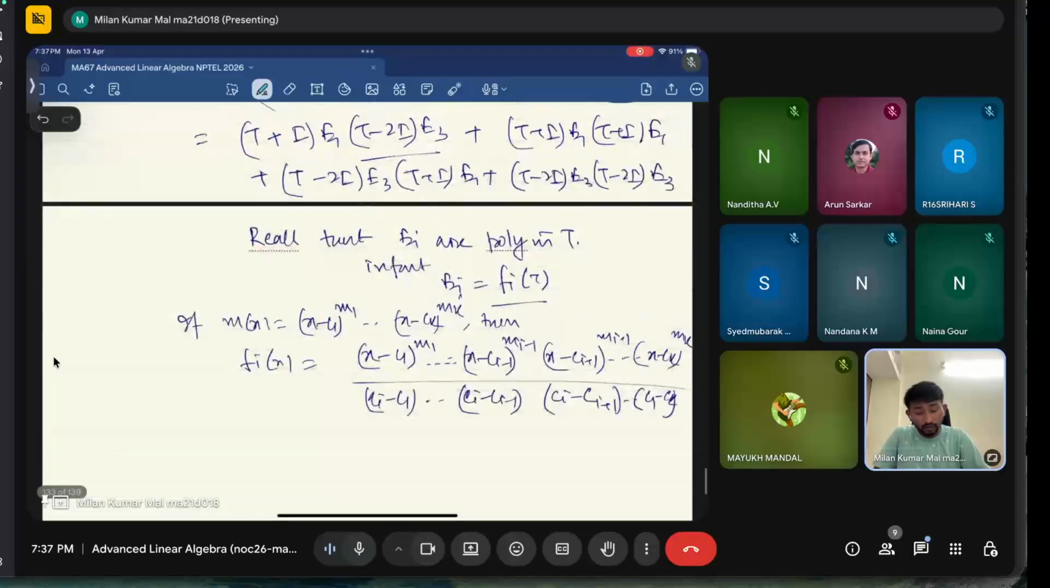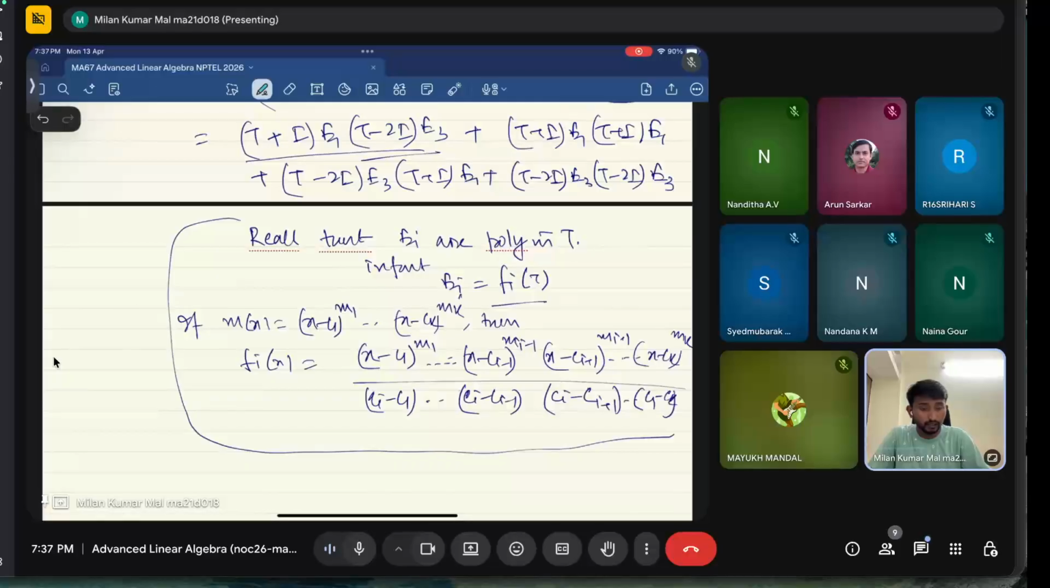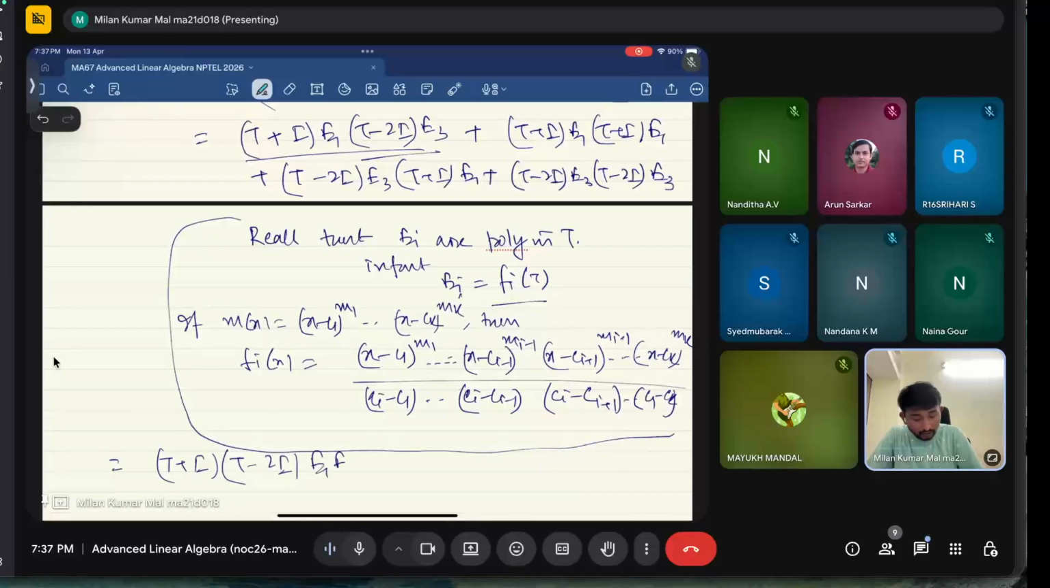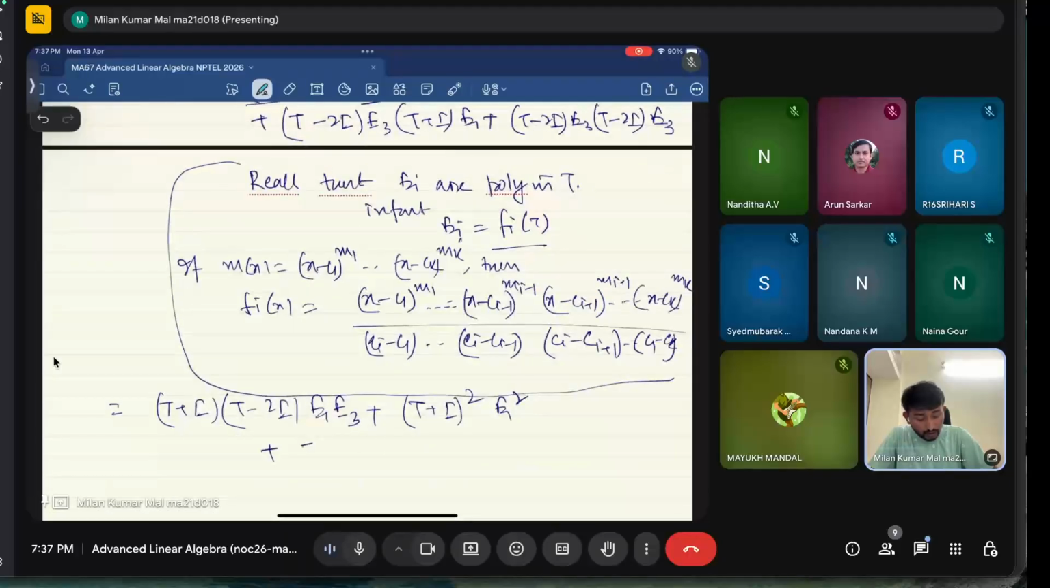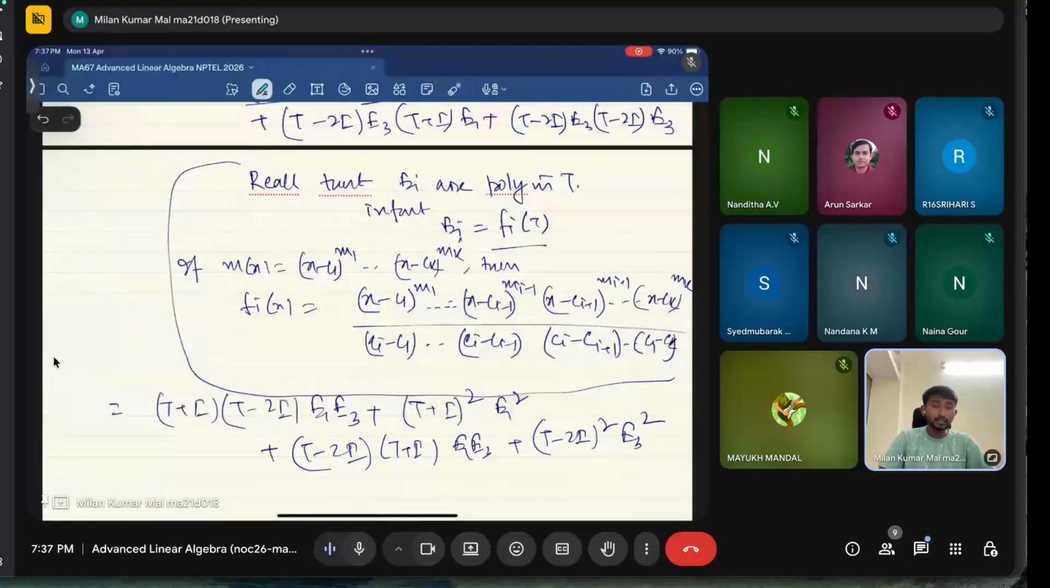So as they are polynomials in T, they will commute with respect to the operators T minus 2I and T plus I. Therefore, we can write this as (T plus I)(T minus 2I) E1 E3. Next one will be (T plus I) squared E1 squared. Next one will be (T minus 2I)(T plus I) E1 E3. Next one will be (T minus 2I) squared E3 squared. Now recall that E1 E3 is 0. This is 0 and this is 0. And E1 squared is E1, and E3 squared is E3.